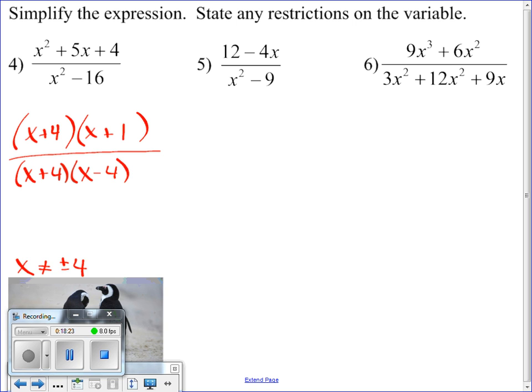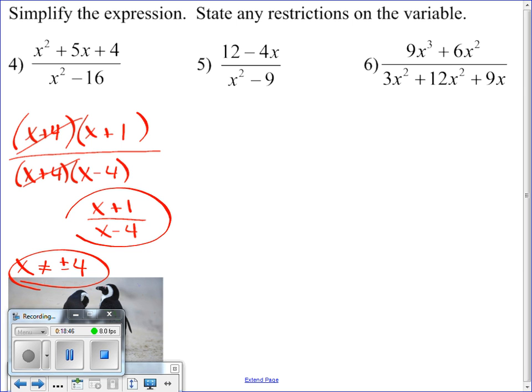Good. Plus or minus 4. I'm lazy. You can write them separate if you want. I like to write them together because I'm lazy. It's true. All right. So that was my restrictions, right? That's just from setting the denominators equal to 0. And then does anything cancel? X plus 4. So I have x plus 1 over x minus 4. Can I cancel the x's? No, I cannot. And again, if you want to see those in parentheses as a group, you can do that. Not necessary, but you can have them like that.